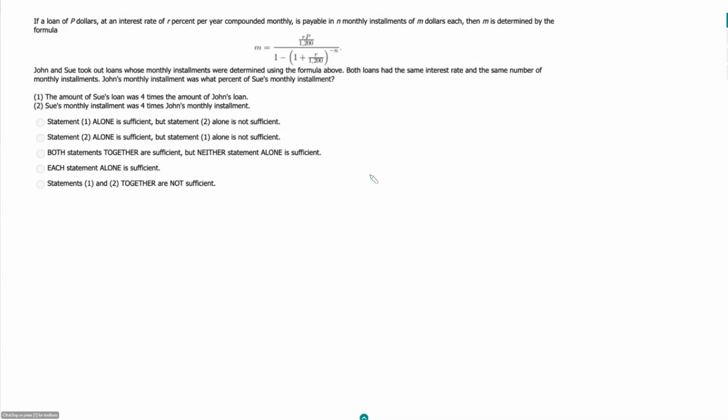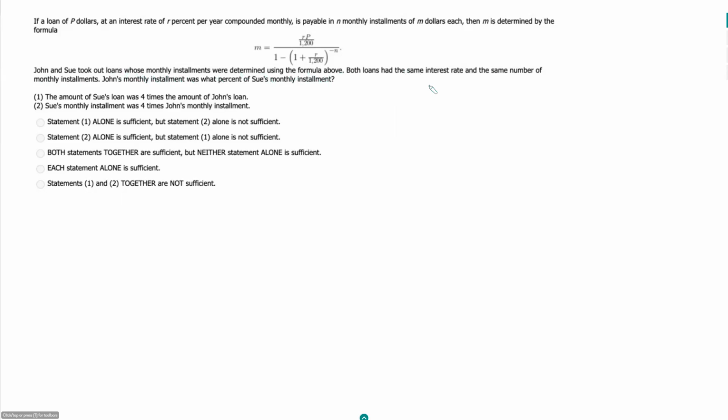If a loan of P dollars at an interest rate of R% per year, compounded monthly, is payable in N monthly installments of M dollars each, then M is determined by the formula: M is equal to RP over 1200, all over 1 minus the quantity 1 plus R over 1200, all raised to the negative N. Okay. John and Sue took out loans whose monthly installments were determined using the formula above.